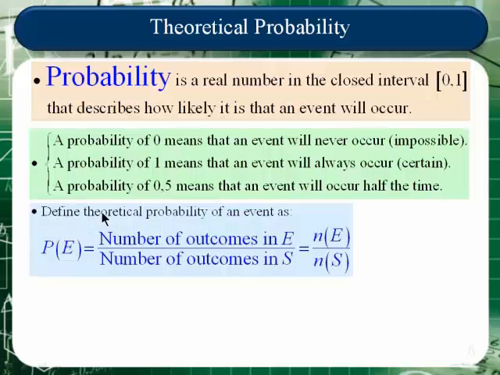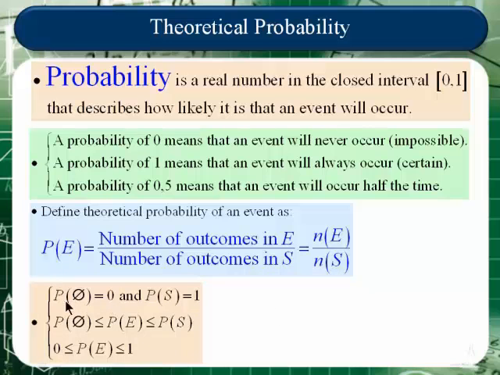We define the theoretical probability of an event as the number of outcomes in an event, which is the cardinal number of the event, divided by the number of outcomes in the sample space, which is the cardinal number of the sample space. Now the probability of the event which is the empty set is 0. Think in terms of the examples that we had.